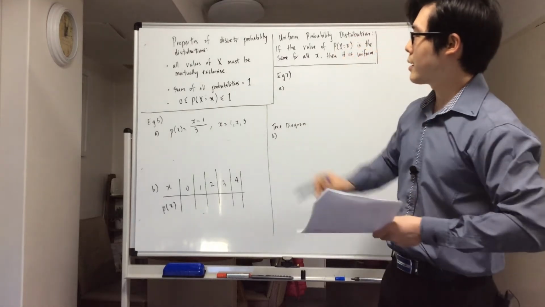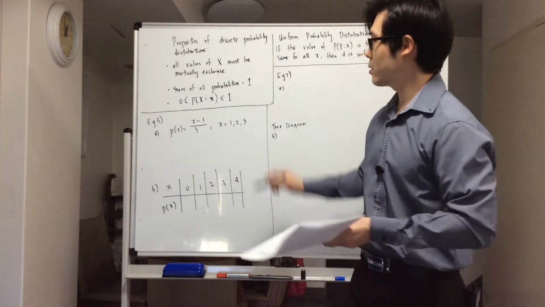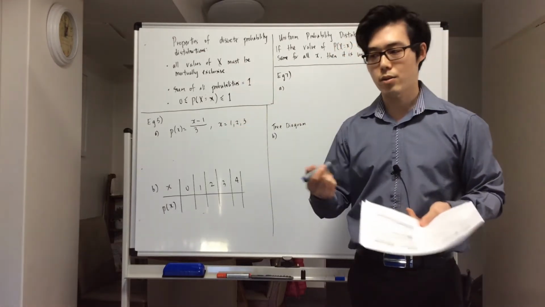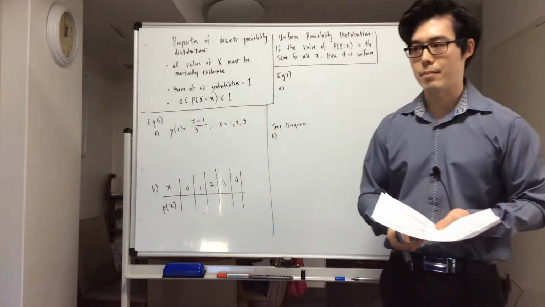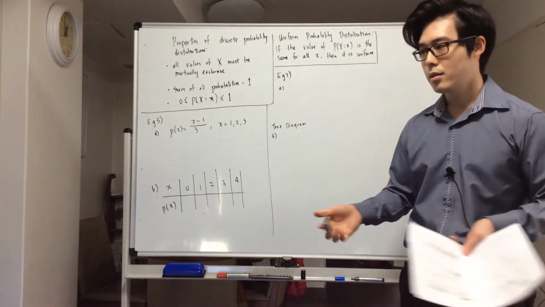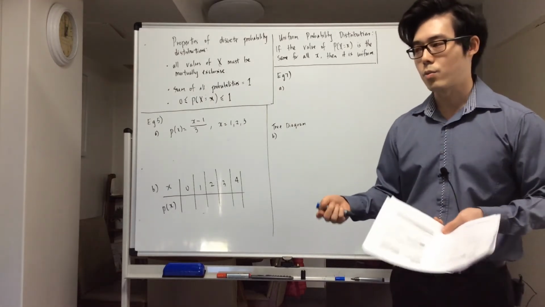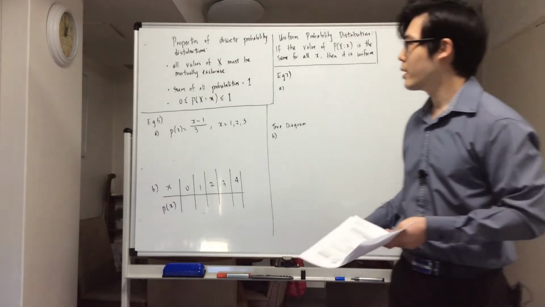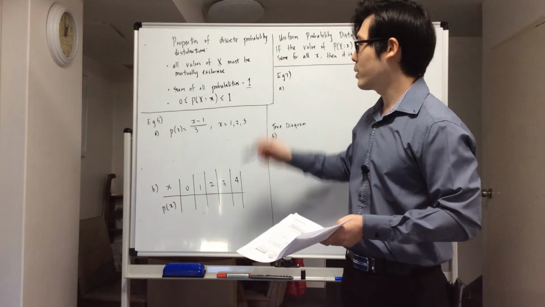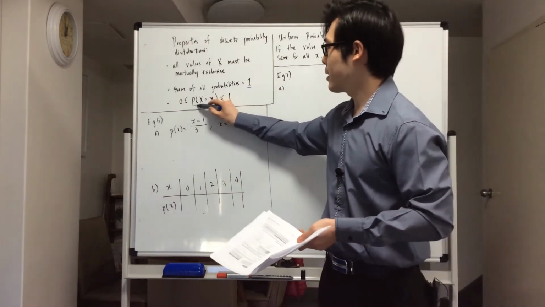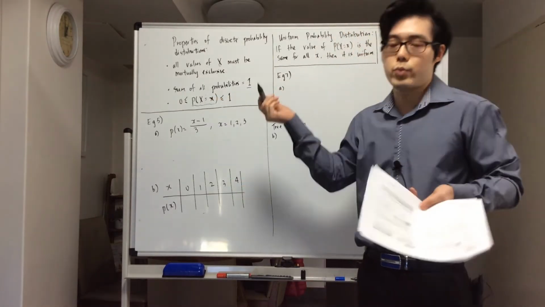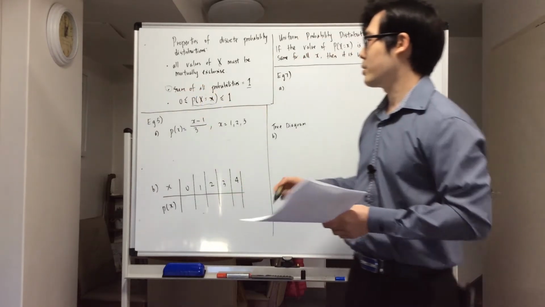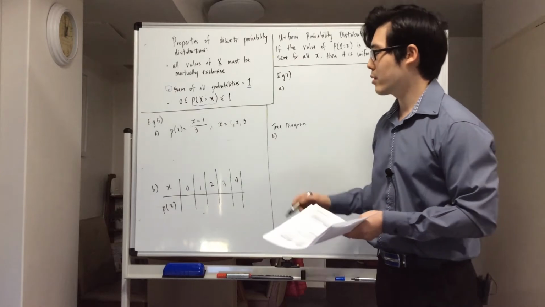Now before I move on, properties of discrete probability distributions: all values of x, so the observed outcomes, must be mutually exclusive. So remember, mutually exclusive means two things cannot occur at the same time. So obviously if you roll a 1, you can't roll a number 2 on the same die at the same time. Yeah? And the sum of all probabilities has to equal 1, which we already know. And the probability must always be between 0 and 1, which you already know as well. This second property is the one that we'll be using most of the time. So let's have a look over here.